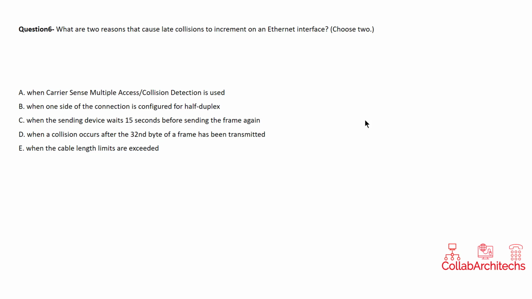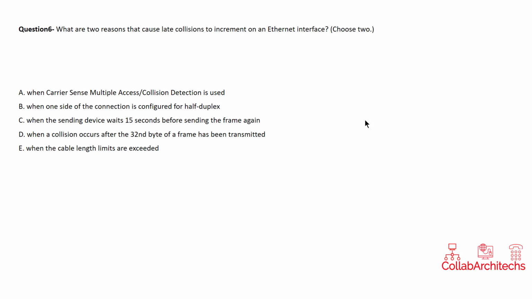Option A, when carrier sense multiple access/collision detection is used. Option B, when one side of the connection is configured for half duplex. Option C, when the sending device waits 15 seconds before sending the frame again. Option D, when a collision occurs after the 30-second byte of a frame has been transmitted. Option E, when the cable length limits are exceeded.